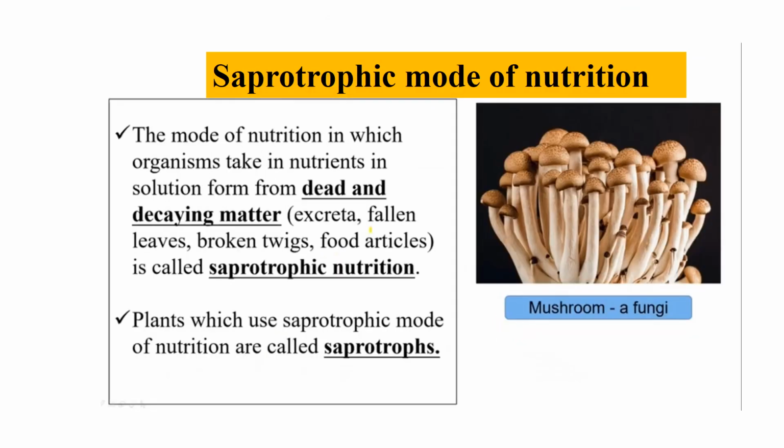Next comes the saprotrophic mode of nutrition. What is saprotrophic? The mode of nutrition in which organisms take in nutrition in solution form from dead and decaying matter, that is excreta, fallen leaves, broken twigs, food articles, is called saprotrophic nutrition. Such nutrition can be seen in fungi like mushrooms. Plants which use the saprotrophic mode of nutrition are called saprotrophs.